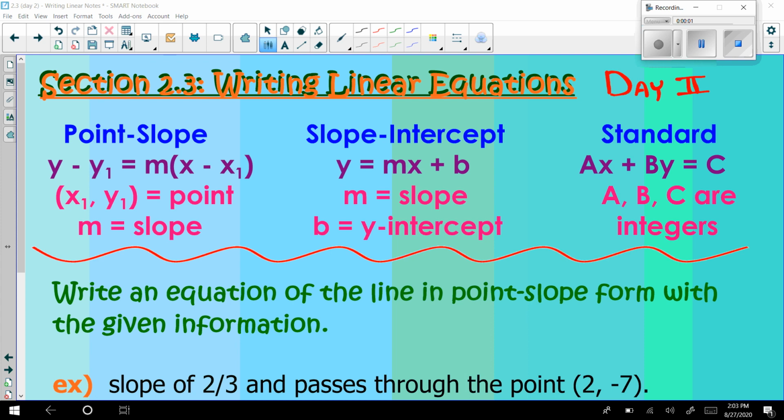In this video, we're going to be talking about section 2.3, writing linear equations, but it's day 2 this time. Just a reminder, we have point-slope form: y minus y1 equals the slope times x minus x1, where (x1, y1) is our point and m is our slope. Slope-intercept form also has m as the slope, but this time b is our y-intercept. That's the form y equals mx plus b. And then lastly, standard form is ax plus by equals c, where a, b, and c are all integers.